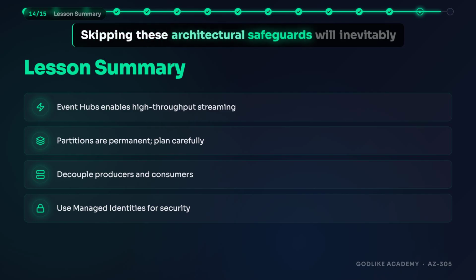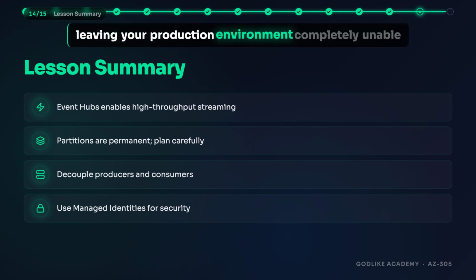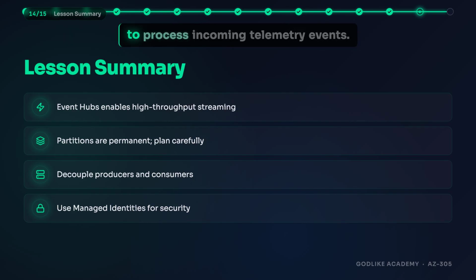Skipping these architectural safeguards will inevitably cause cascading failures during load testing, leaving your production environment completely unable to process incoming telemetry events.